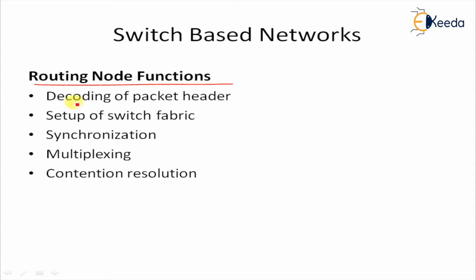Several functions are available. First, decoding of the packet header. Many kinds of information are available in the packet header. It always provides some kind of addressing mechanism, such as IP or MAC, or the message or packet data format. All this process is defined by the routing node. Then, setting up a switch fabric.